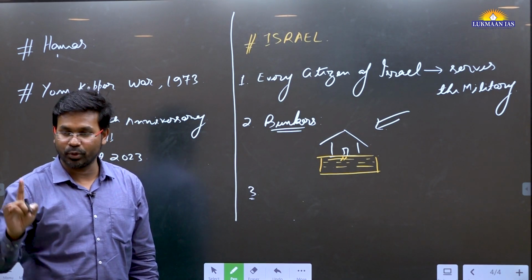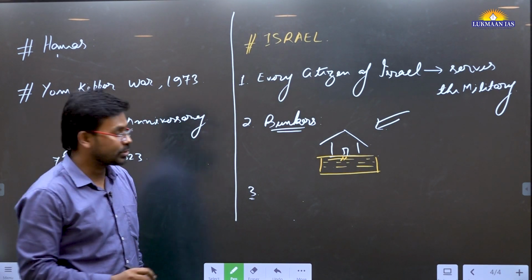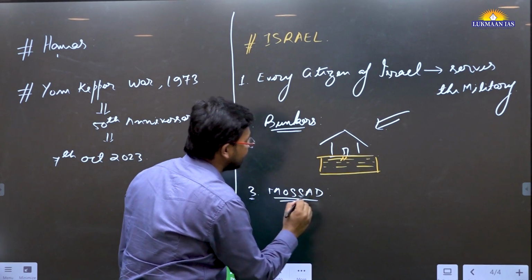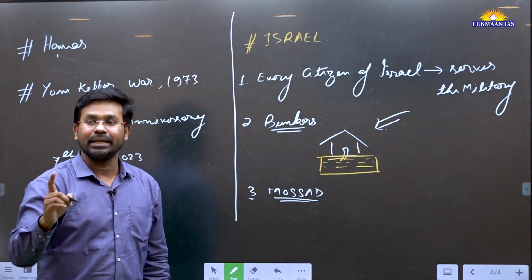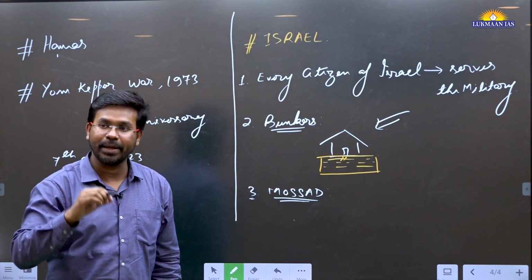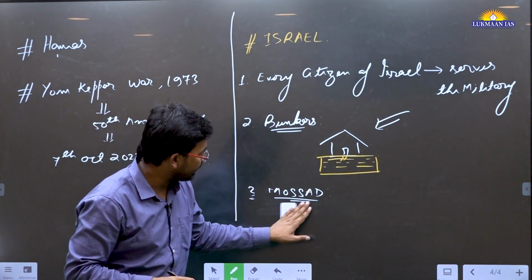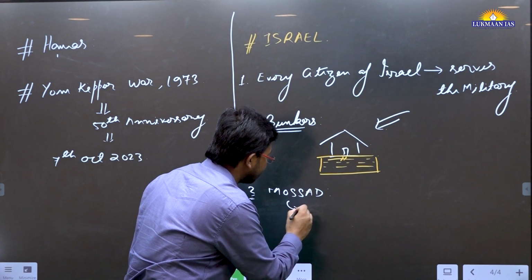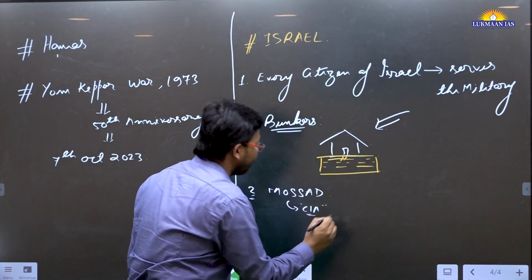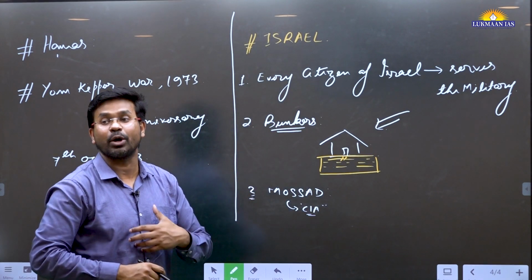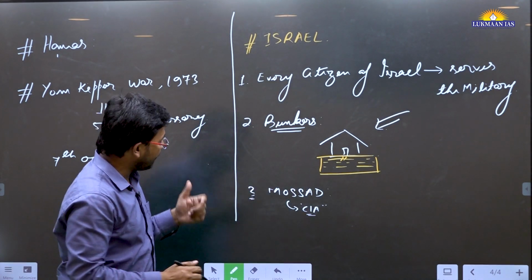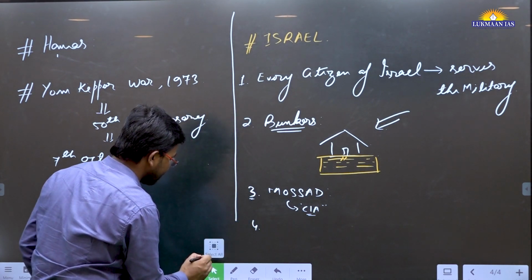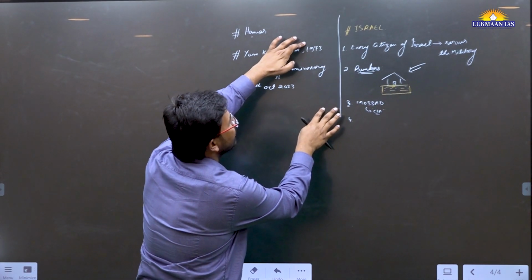What is the name of that intelligence organization? Mossad. It is known as Mossad. This Mossad intelligence organization is considered to be the best intelligence organization in the world. It is compared with the CIA, the intelligence organization of the USA, the Central Intelligence Agency. Mossad is known for the operations that it has conducted successfully. Apart from this, there are other things related to Israel we'll discuss.